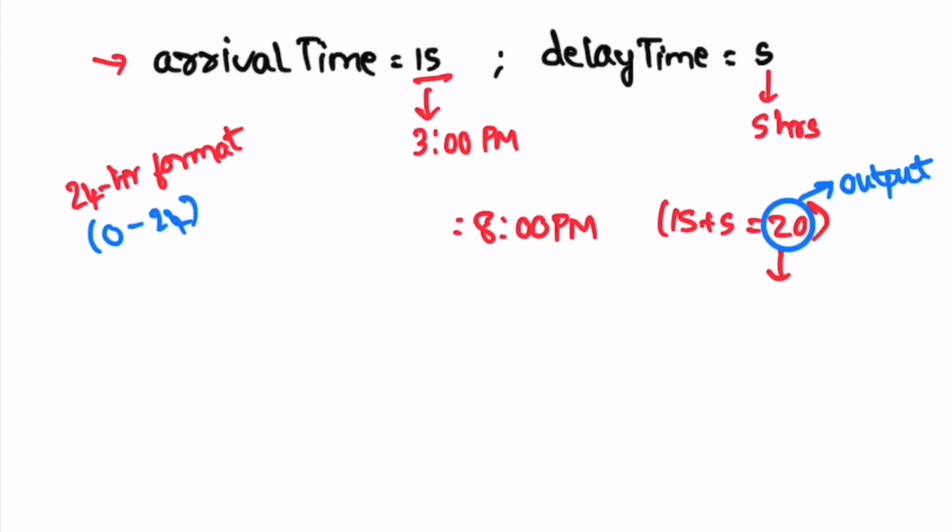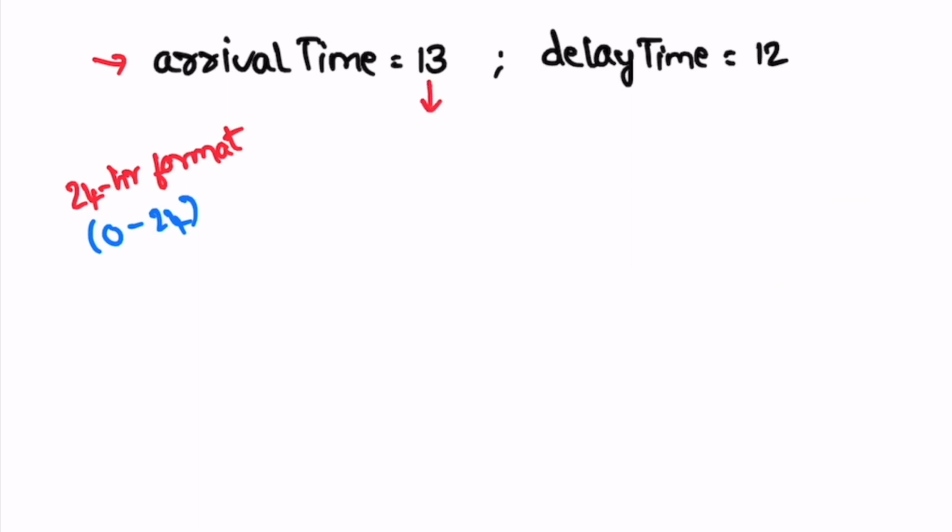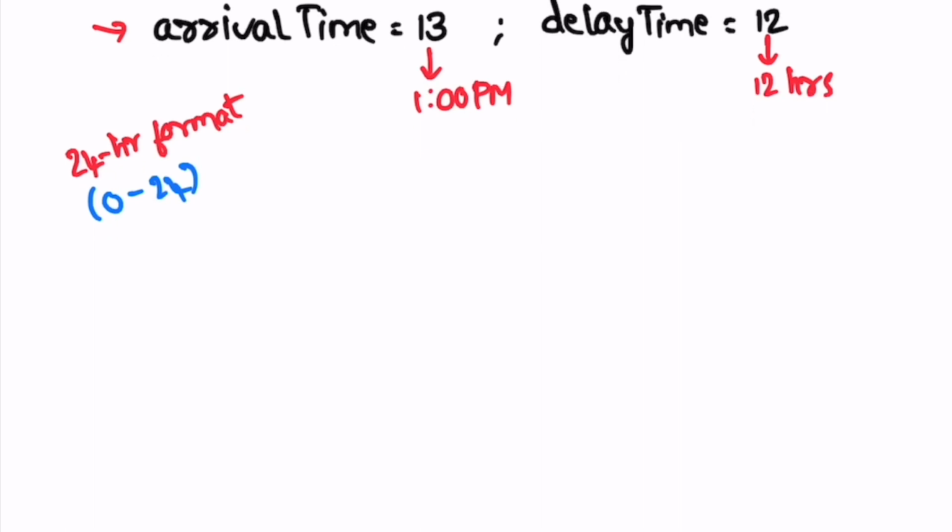Now let's take a new example. The input is 13, which in 12-hour format is 1 p.m., and it is delayed by 12 hours. If you add 12 hours to 1 p.m., you get 1 a.m. the next day. You got this by 13 plus 12, which is equal to 25. But you can't return 25 because it is not in the 24-hour format. The output should be between 0 to 24.